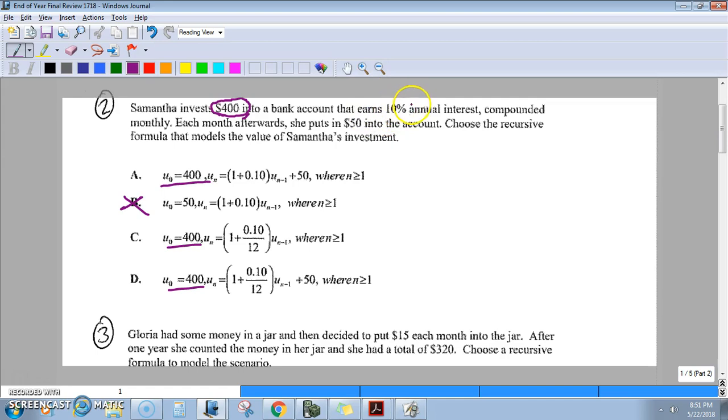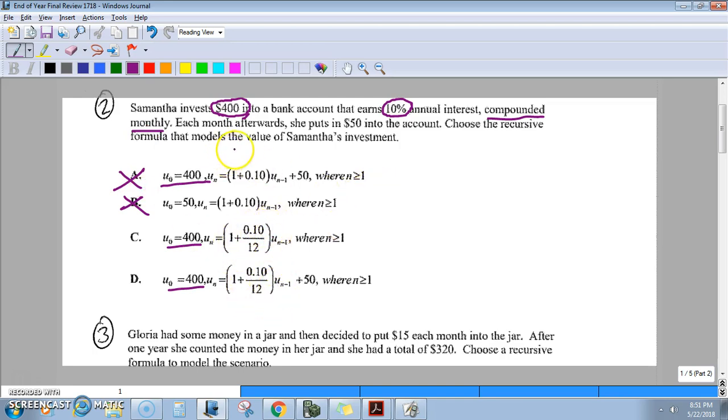We're earning 10% annual interest compounded monthly. Okay, this compounded monthly means we're going to take the interest that is being raised and divide it by 12 because 10% is the annual interest. If we're compounding it monthly, we have to take that 10% divided by 12. So we've eliminated A. We know it's going to be either C or D.